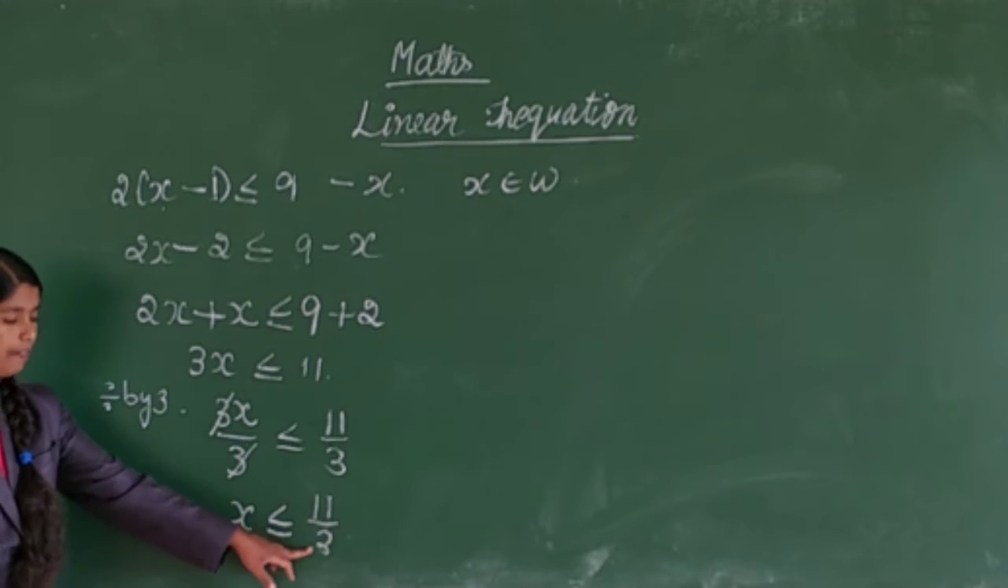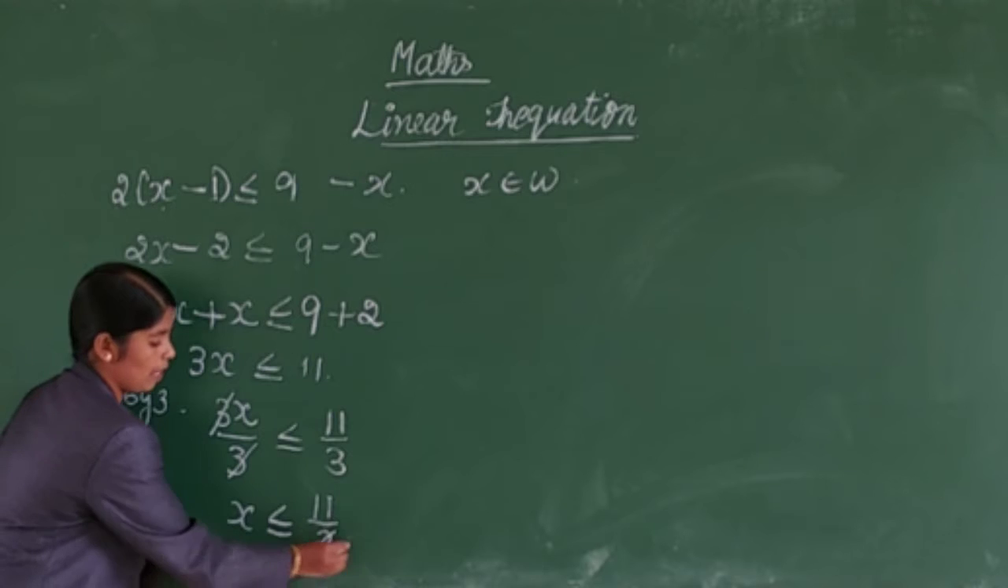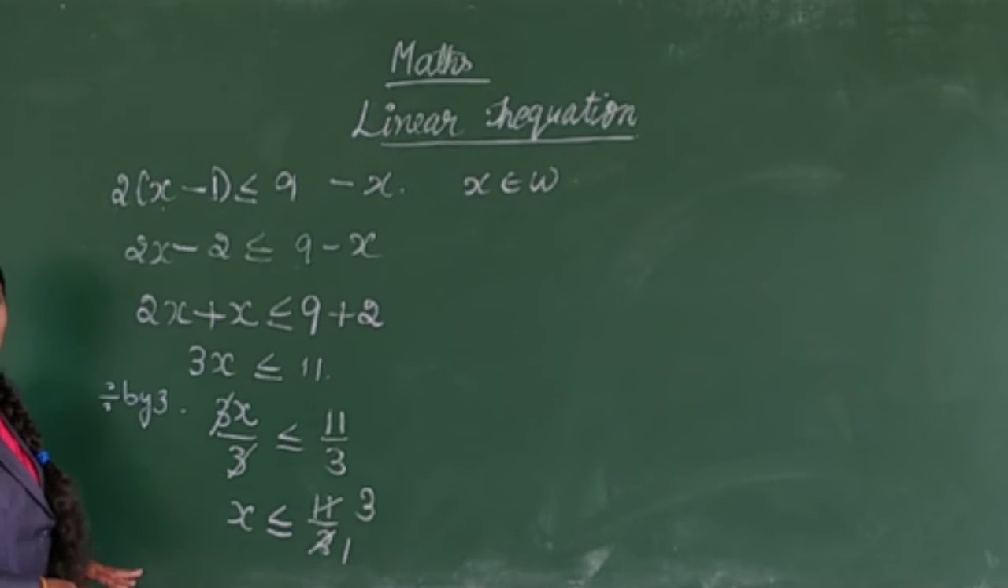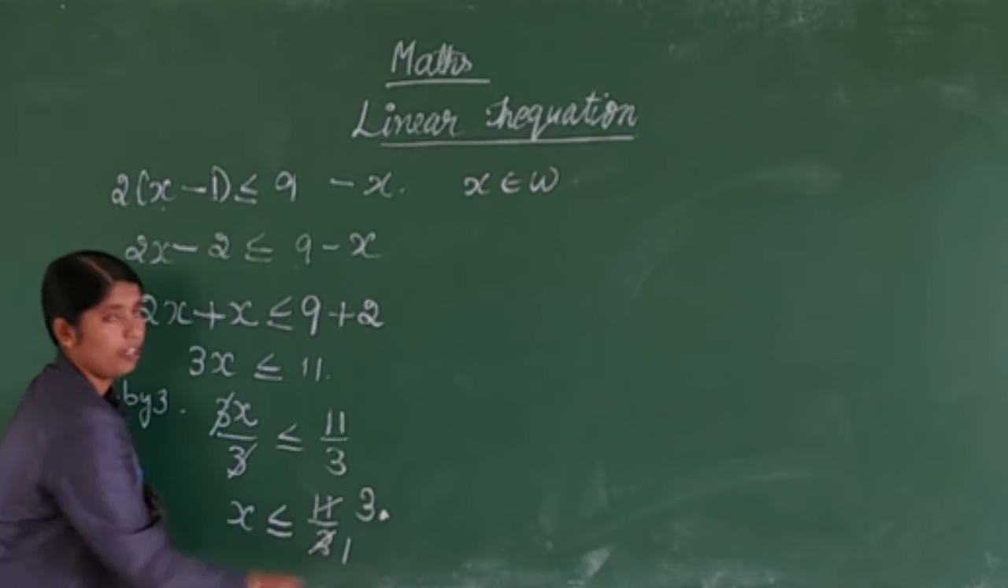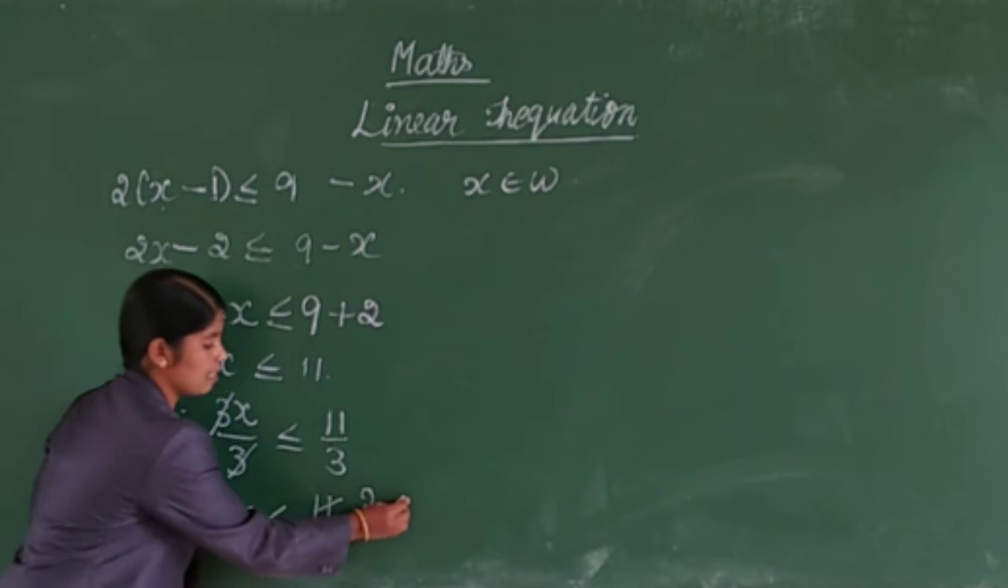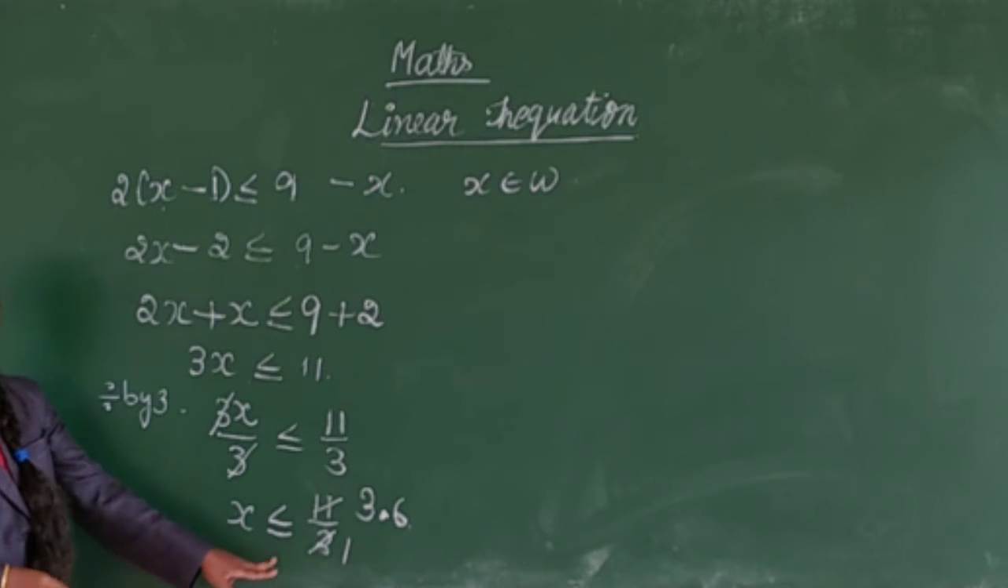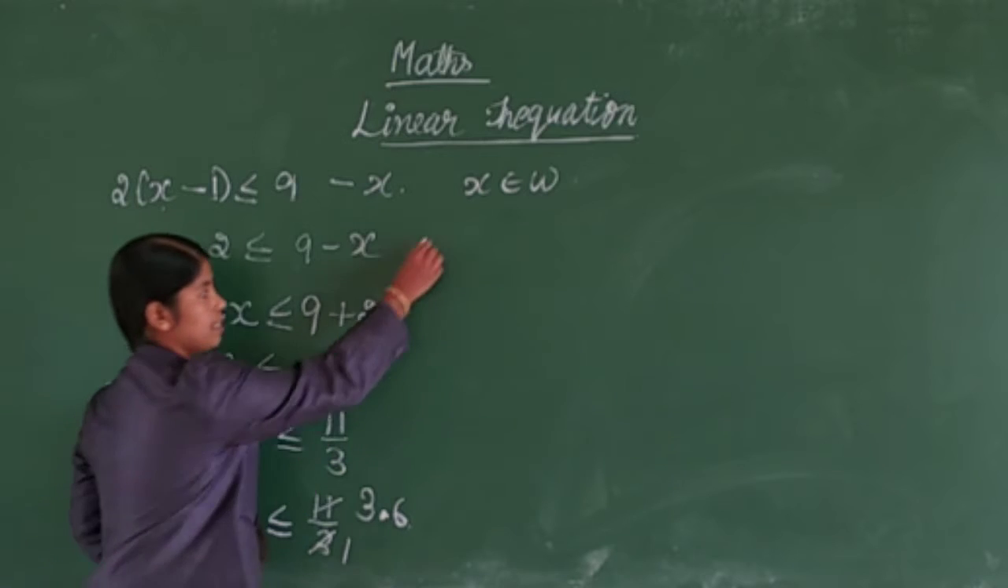We simplify 11 divided by 3. 3 ones are 3, 3 threes are 9, 11 minus 9 is 2, carry. If you take the decimal point, it becomes 20. 3 sixes are 18. 3.6. So we have to write x is less than or equal to 3.6.